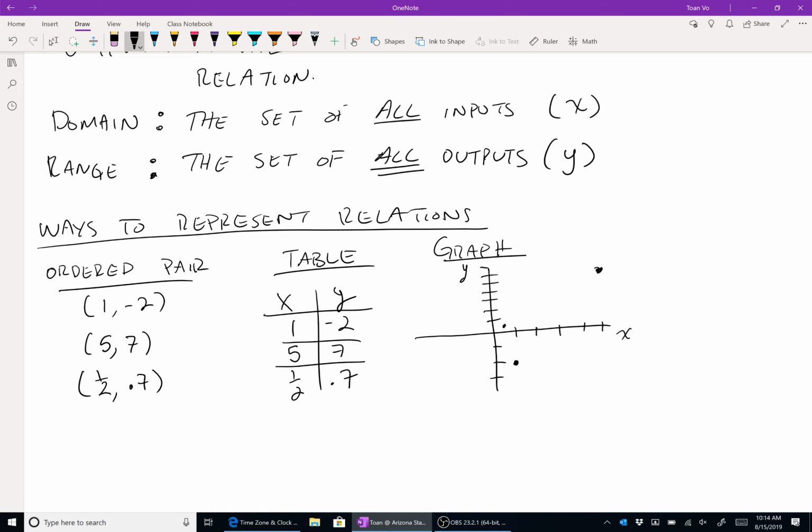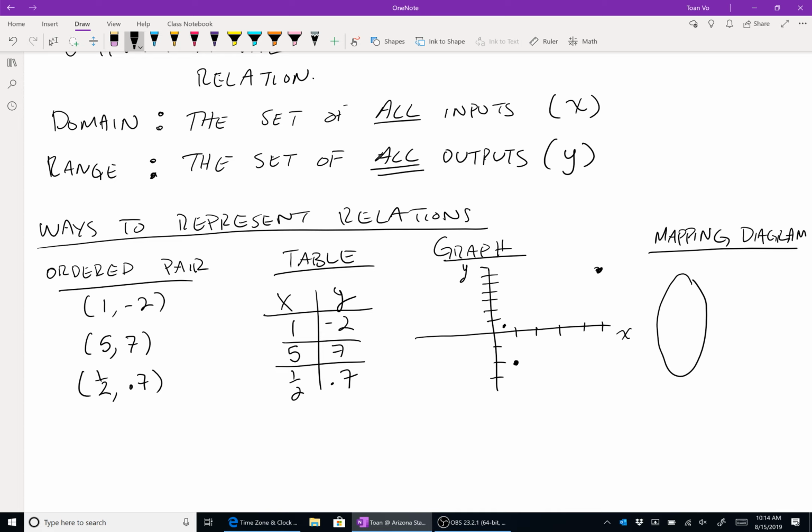Another way you can visualize relations, which is not really used a lot in Algebra 1 and Algebra 2, I don't know why, but it's sometimes useful when you get into higher mathematics, is a mapping diagram. Especially if you take abstract algebra, which, if I can plug it, is a very, very fun class to take in college. A mapping diagram visualizes the entire set of domains and ranges.